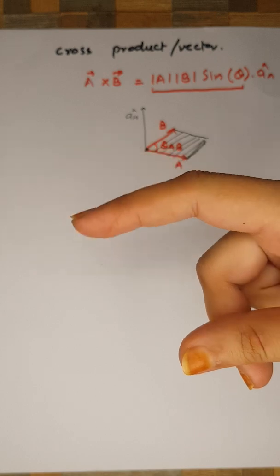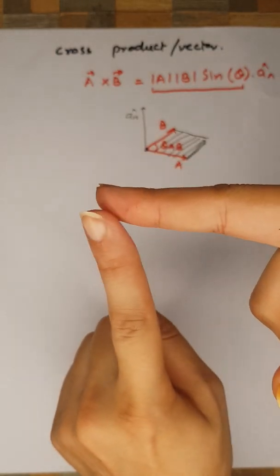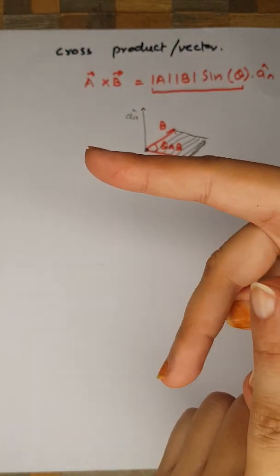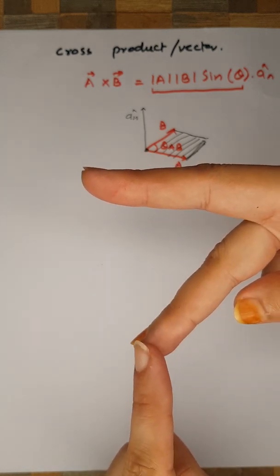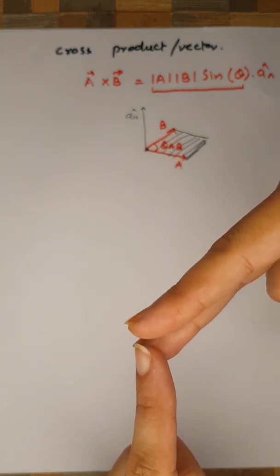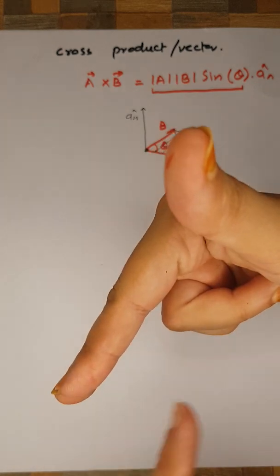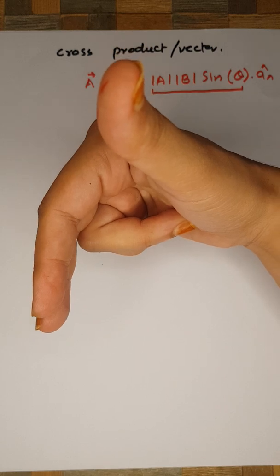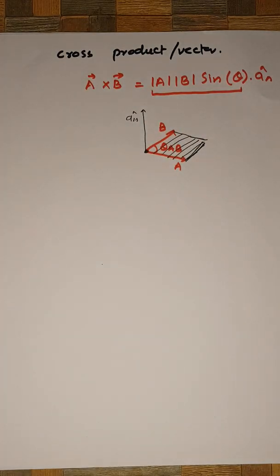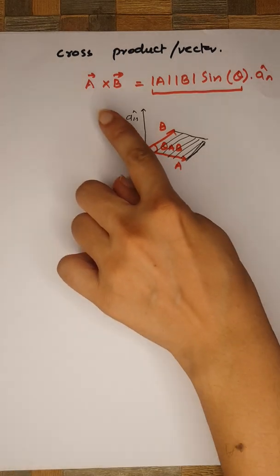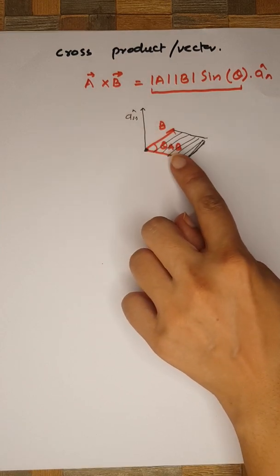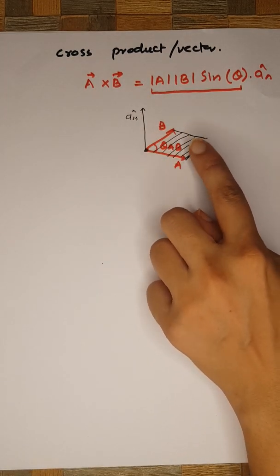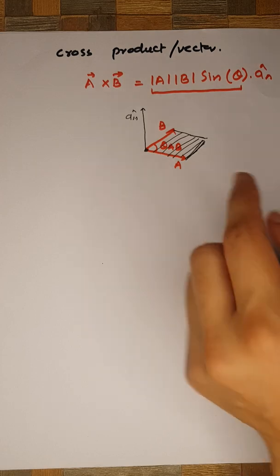So if this index finger points in the direction of vector A and this finger points in the direction of B, then the rotation from A through B gives us the direction the thumb points, which is the direction of the resultant vector, or the cross product. All right, I hope it is clear. So the unit vector obtained from the cross product of A and B is always perpendicular to the plane formed by A and B. This is the important point.